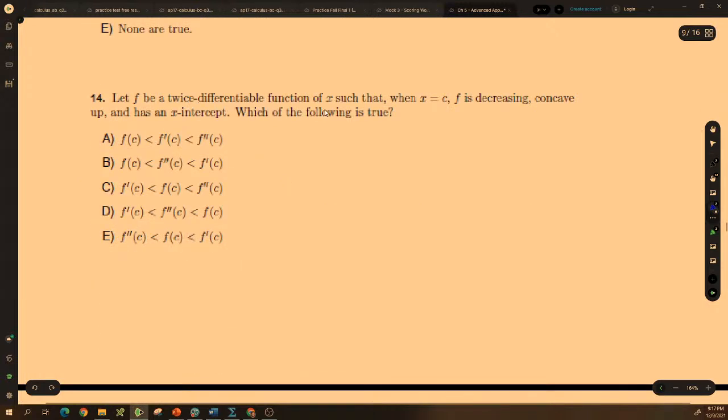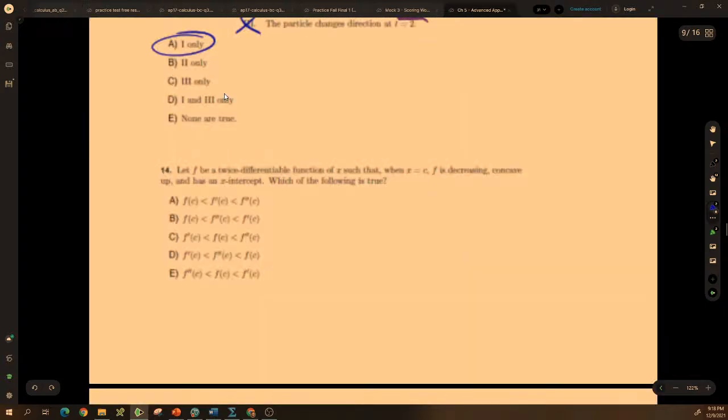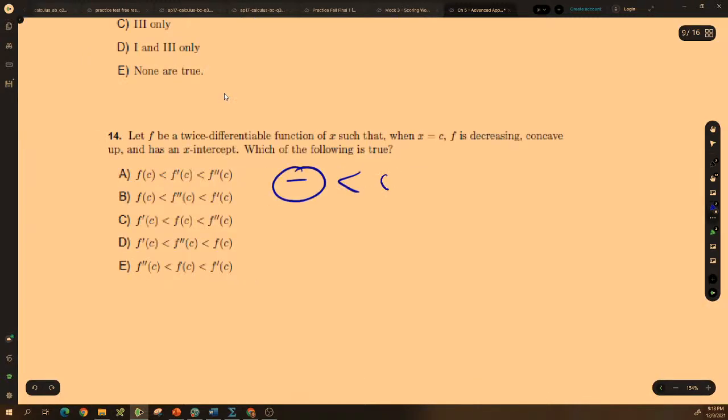Let f be a twice differentiable function such that when x equals c, f is decreasing, concave up, and has an x-intercept. Which of these are true? The AP test absolutely loves these questions. I see them almost once every year. These kind of ranking questions where we order 3 values. And almost always, it's going to go negative, 0, positive, right? That would be the order if I'm ranking these. The negative number will always be less than the 0, which will always be less than the positive number.